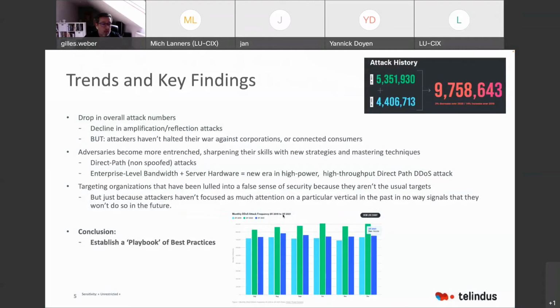Good news is that after the year of the pandemic, we saw a small decrease in the overall number of attacks worldwide. But that doesn't mean that the risk is no longer there. Attackers haven't halted their operations.